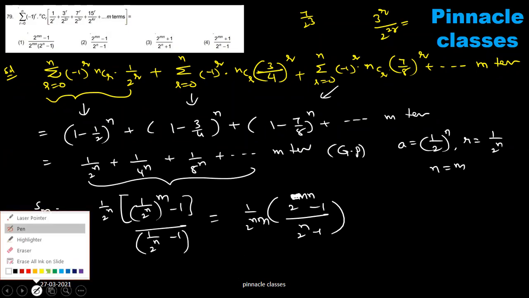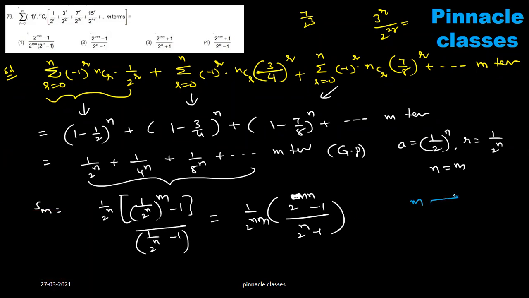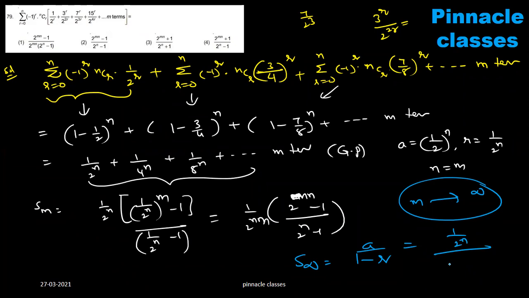My question is, now if m tends to infinity, then what result is coming? Then these are the sum of infinite terms. What is the formula? a by 1 minus r. a is how much? 1 by 2 power n. And what is the common ratio? That is 1 by 2 power n. See carefully. What is the answer? 1 by 2 power n minus 1. That is the answer, because 2 power n cancels. M tending to infinity, that is the result.